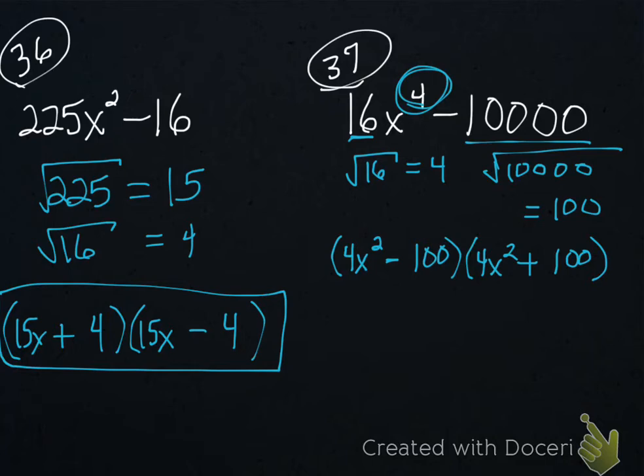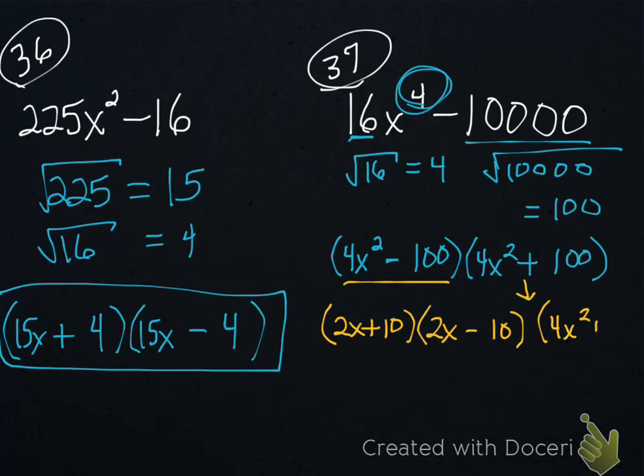Only there's a trick with this one. Notice I have perfect squares again. That 4x squared minus 100 can be factored a second time. The square root of 4 is 2, so I'm going to have 2x at the front. The square root of 100 is 10, so I'm going to have 10s at the end. One's a plus, one's a minus. I still have the 4x squared plus 100, and that stays.